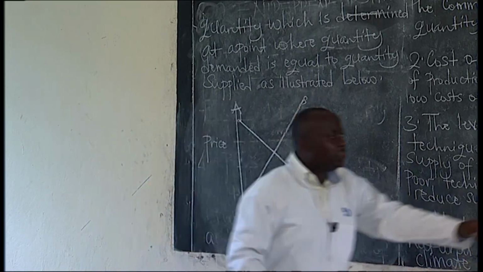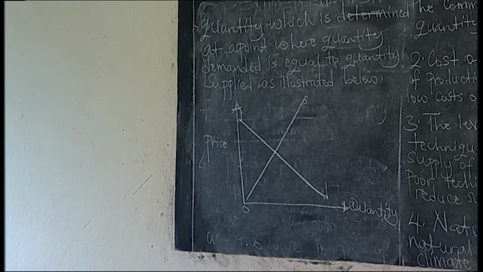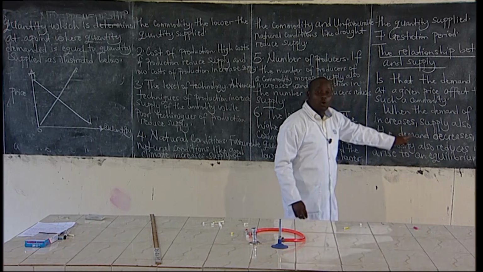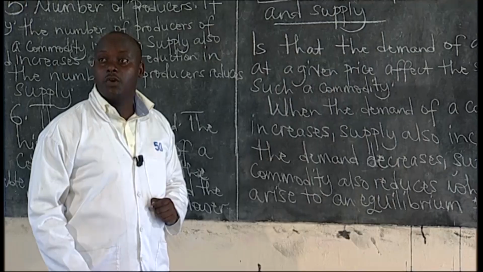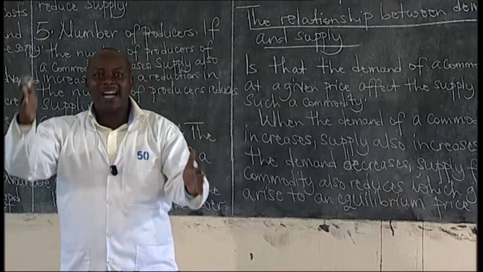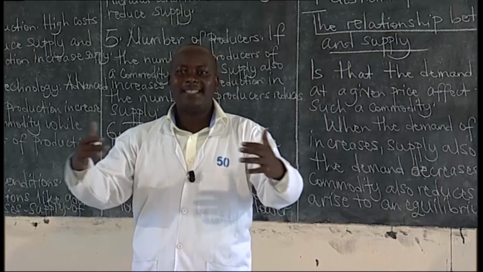Now, what is the relationship between the two? As the demand increases, supply also increases. As the demand decreases, supply also decreases. What does it mean? It means demand and supply match. They are balancing, which brings what we call price stability.